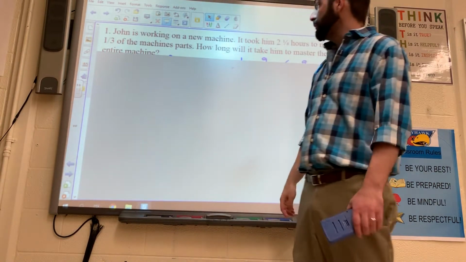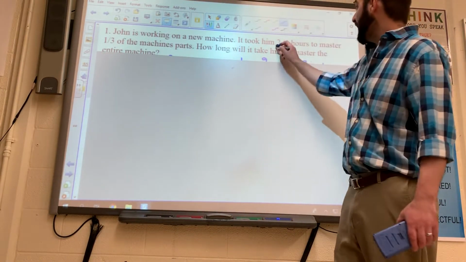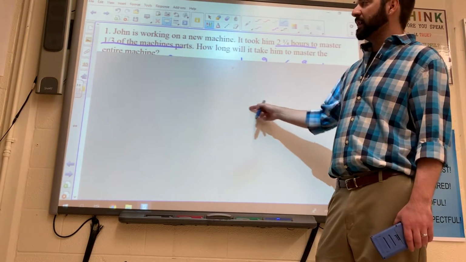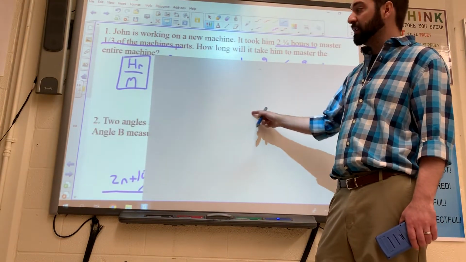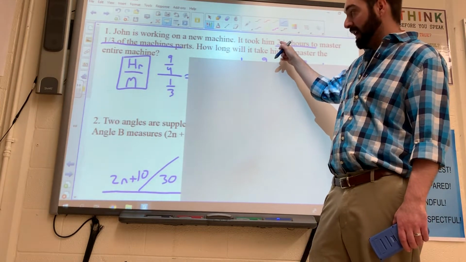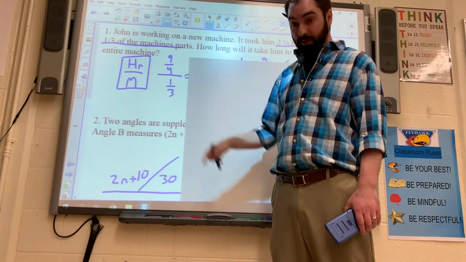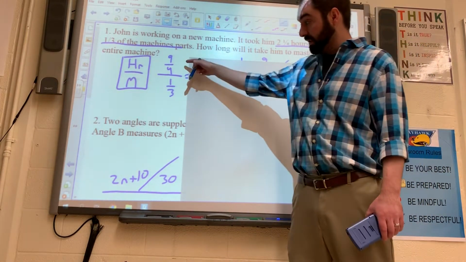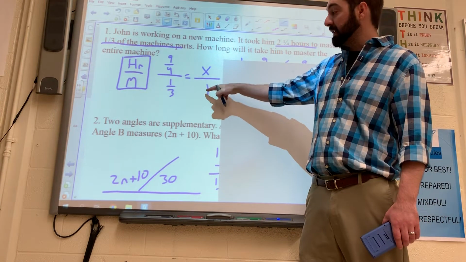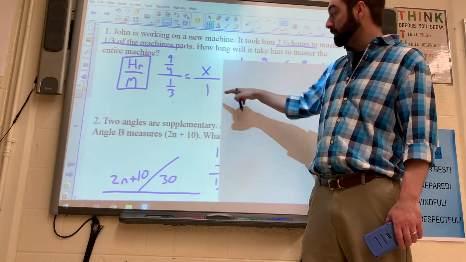John is working on a new machine. We're comparing 2.5 hours to master 1 1/3 of a machine part. So again, we're comparing hours to machines. Our given ratio, well, I have to convert. 2 times 4 is 8, plus 1 is 9. 9/4, 1/3 of an hour. 9/4 of an hour, 1/3 of a machine. Then we want to find out how many hours it would take to complete the entire machine.